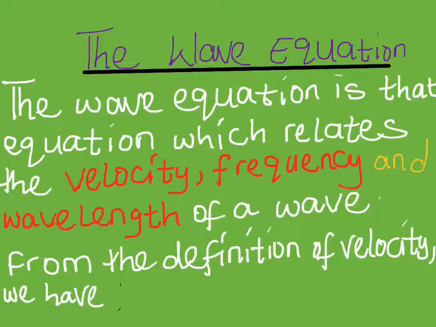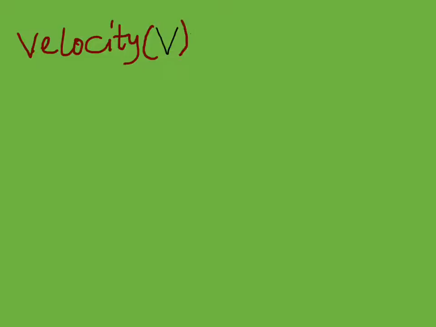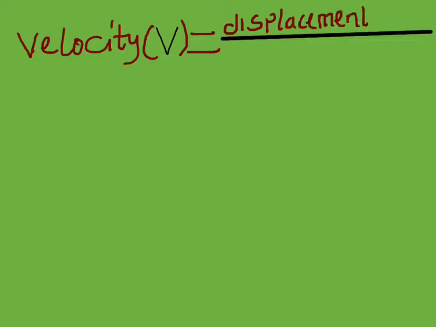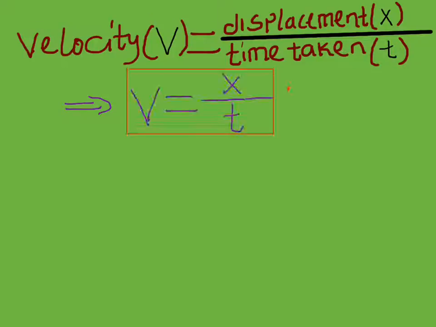Now, from the definition of velocity, we know that velocity is displacement over time. Displacement is denoted as x and time is denoted as t, with units being meters per second. So the formula for velocity is x over t, being displacement over time.